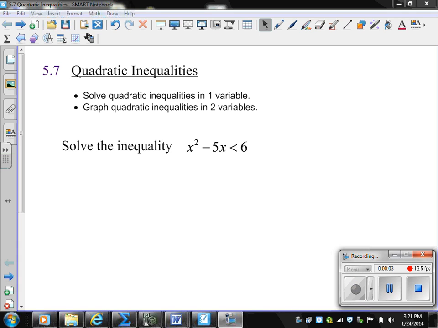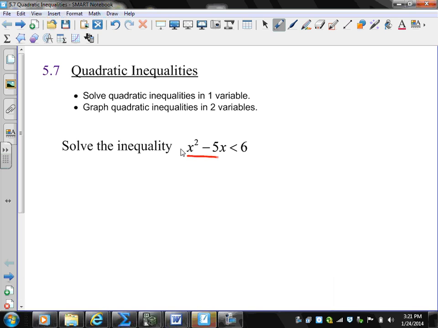Hi folks, this is a video to accompany your lesson with solving and graphing quadratic inequalities. This goes along with section 5.7 in your textbook. So we're going to solve the inequality x squared minus 5x is less than 6.